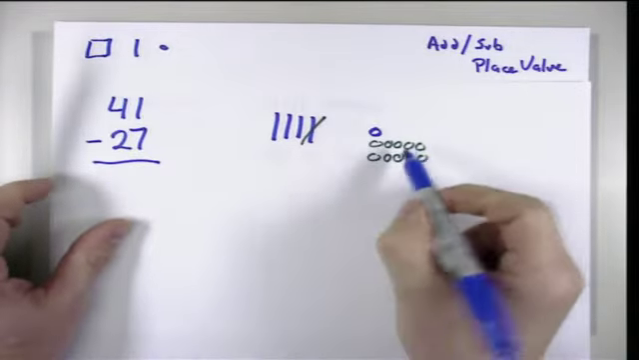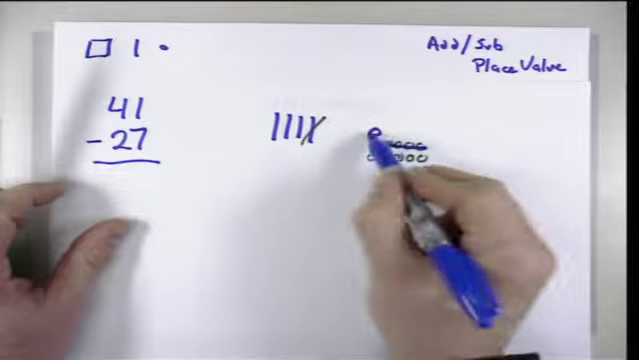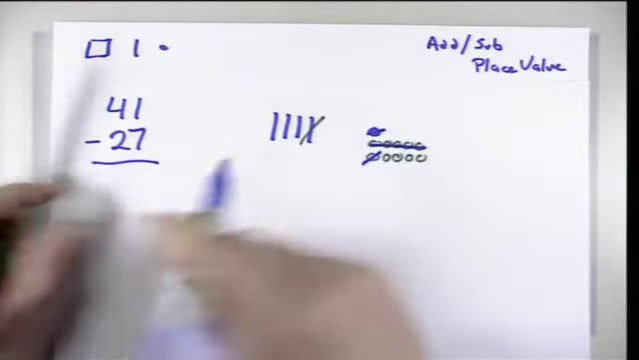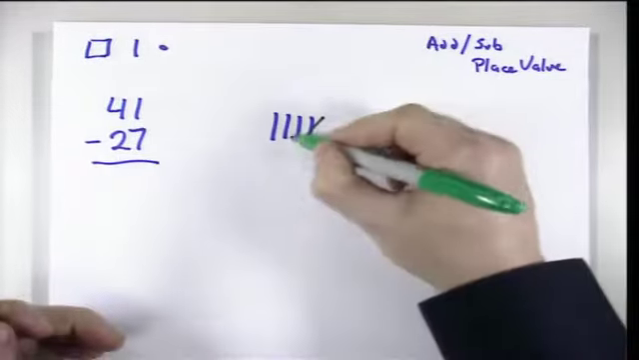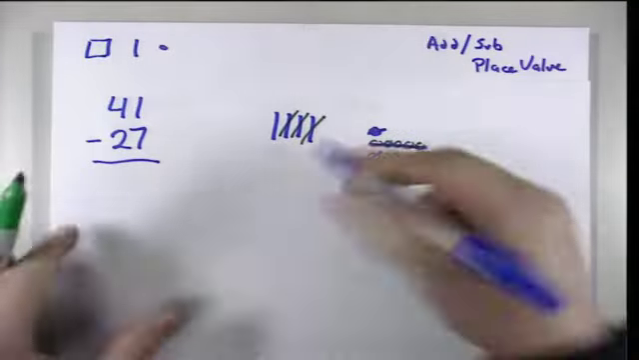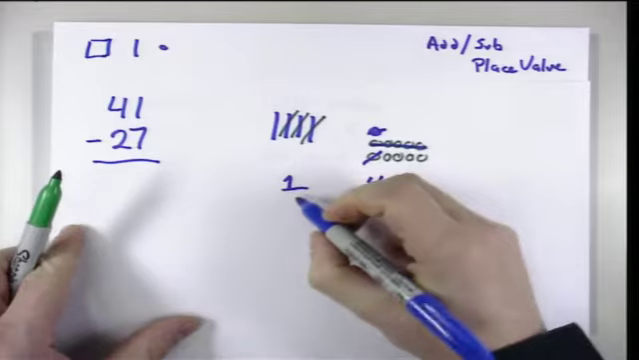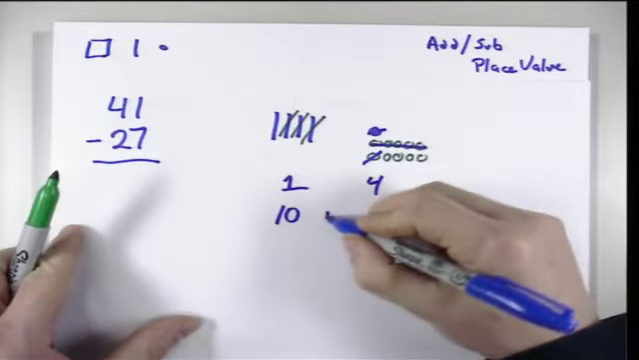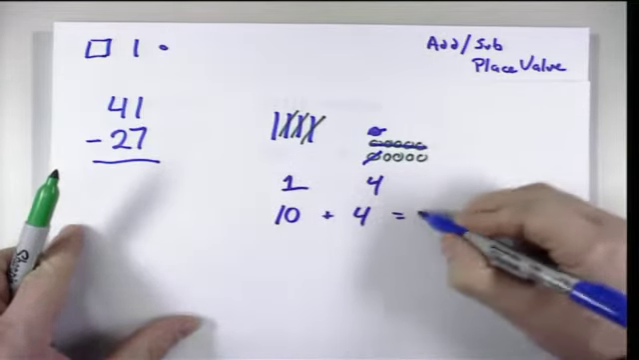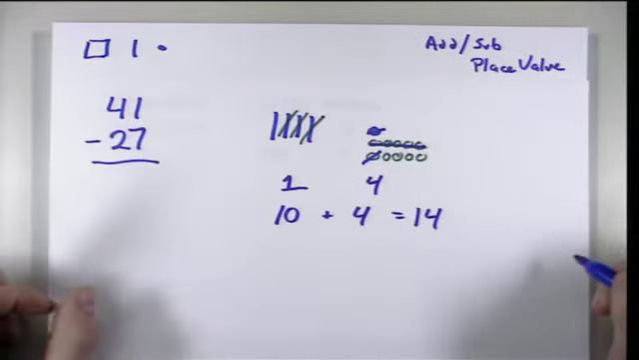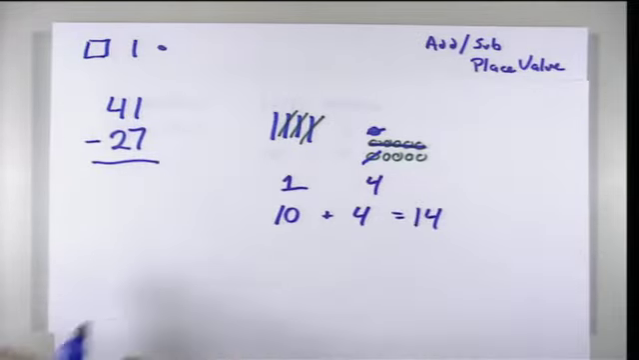So I can go ahead and subtract 7 ones. There's 5, 6, and 7. Subtract my 2 tens, and I'm left with 1 ten and 4 ones. 1 ten has a value of 10, and 4 ones has a value of 4, so I know my difference is 14. What does that look like abstractly?